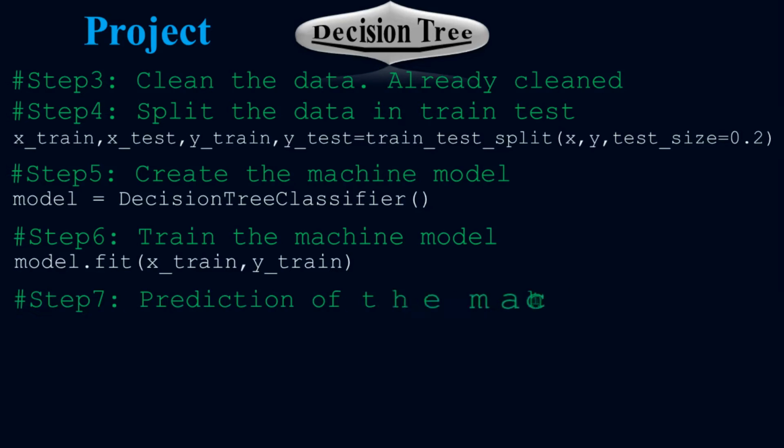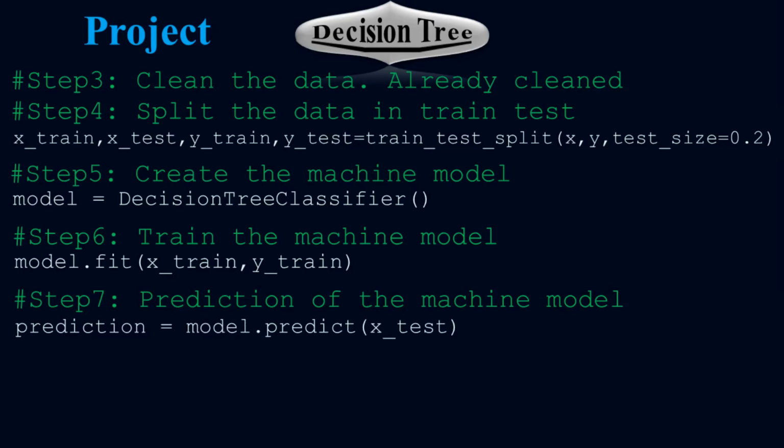And then in step number 7, do the prediction of the model. We have created the model, we have trained the model. Now the next phase is to do some kind of prediction. I want to check some kind of output of this machine model. What will be the prediction of this model? What is the output of the model? So I can write prediction equals to model.predict of X test.